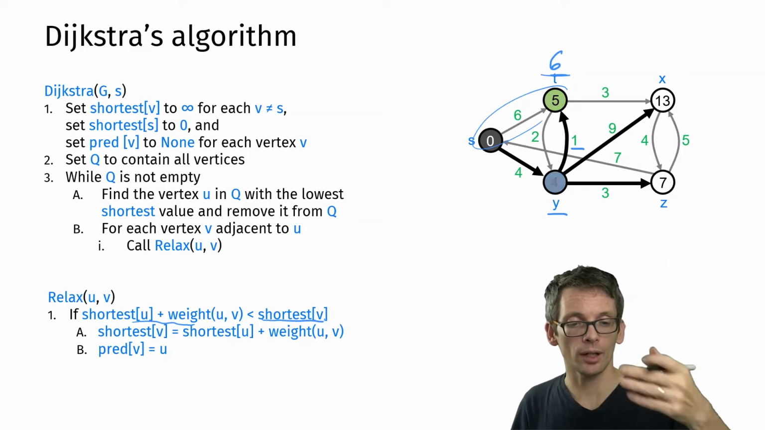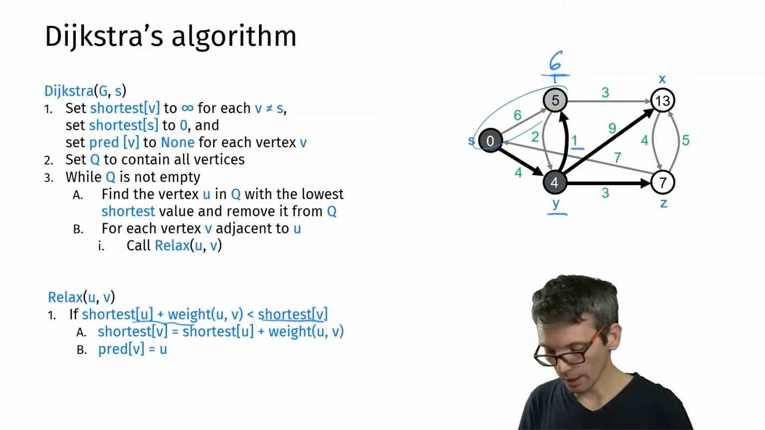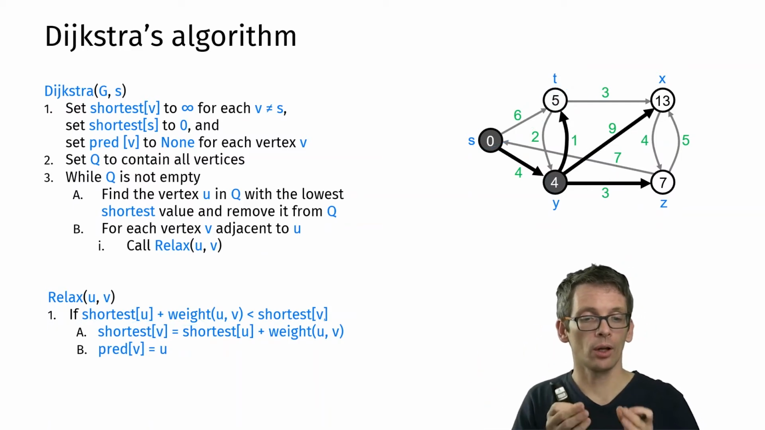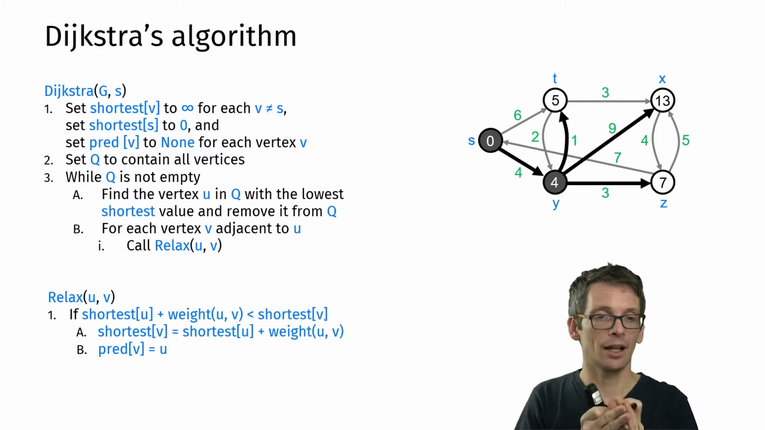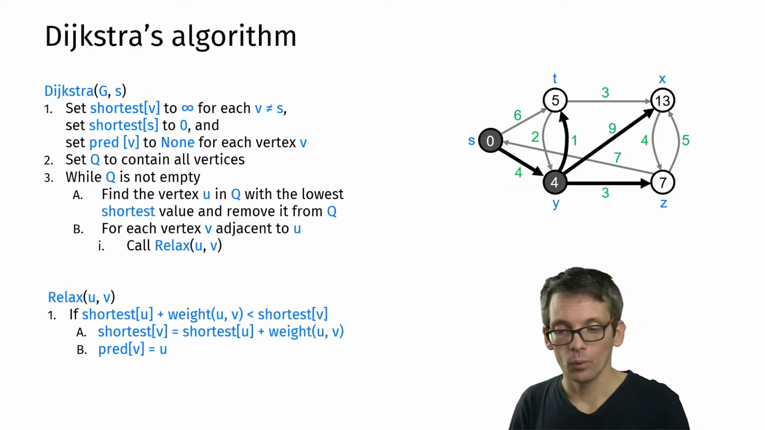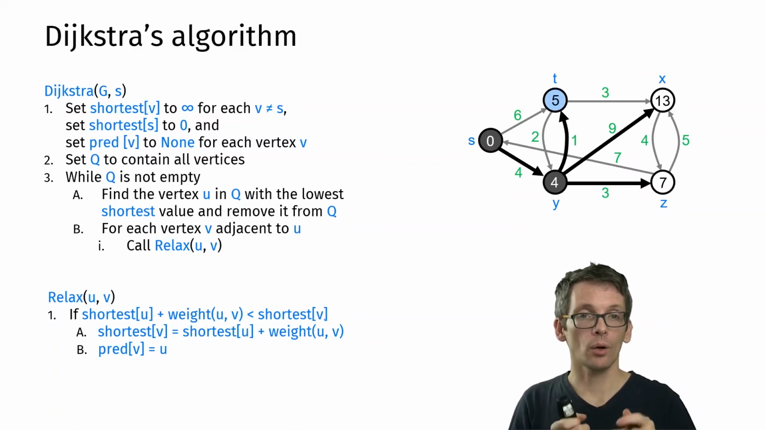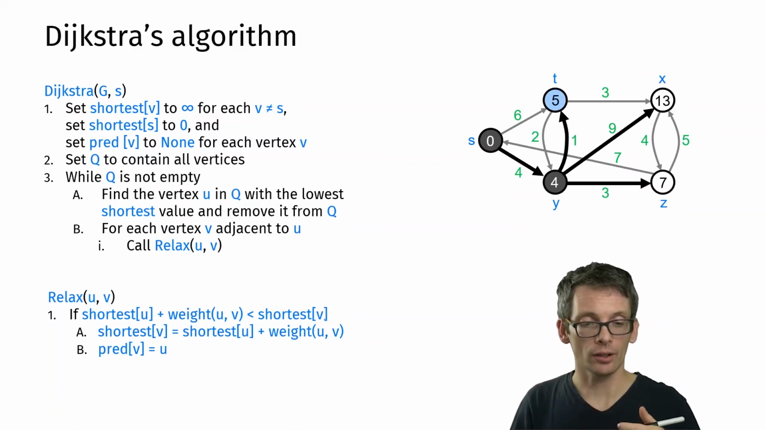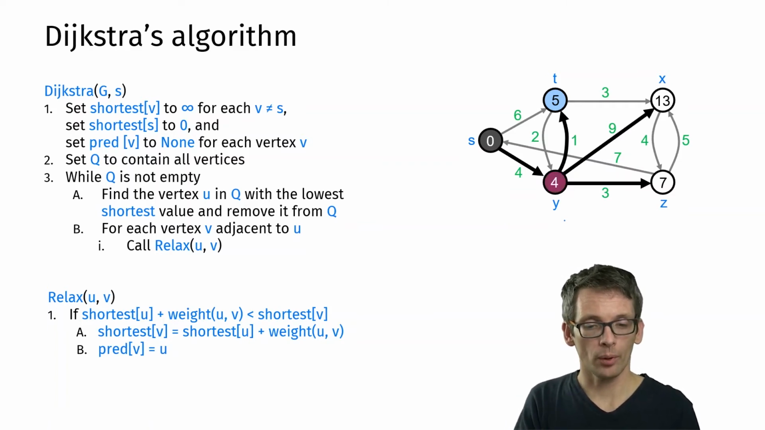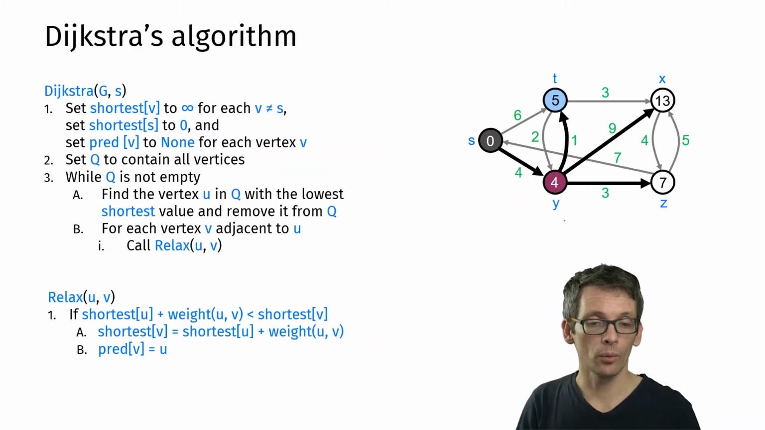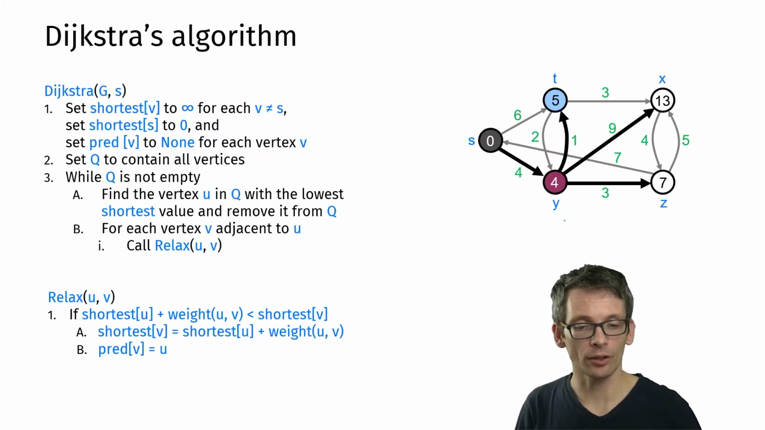Now I'm also done with that edge, and I am done with processing y. So now y is also outside of the queue. We're left with t, x, and z. We again take the one with the lowest value, that is t. We're going to relax the edges. T has an edge to y, but of course we already have the shortest distance computed to y, so we won't be able to relax the edge from t to y.